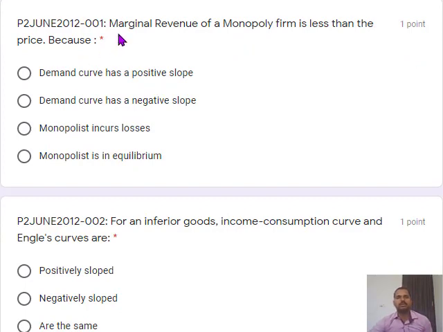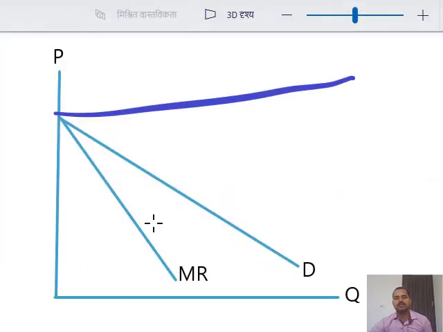The first question is: marginal revenue of a monopoly firm is less than price because the demand curve of a monopoly has a negative slope. This is true in all conditions. So you should not be confused about this, because the demand curve of a monopolist always has a negative slope. Let us try to discuss this in some detail.